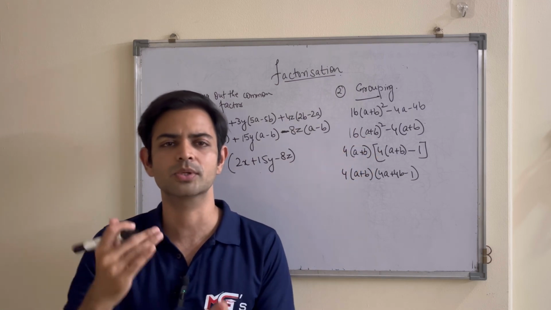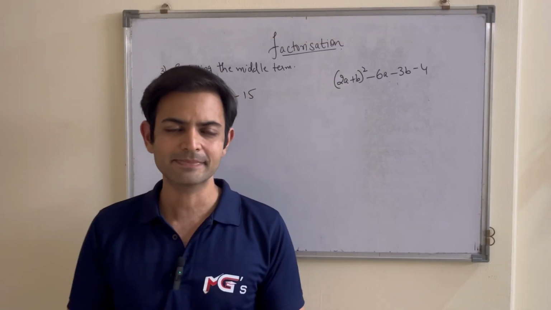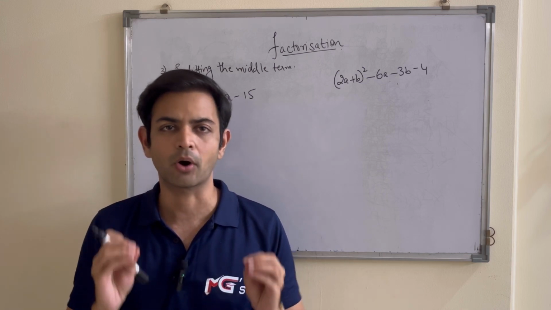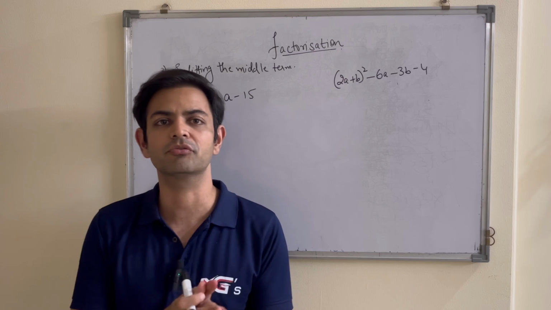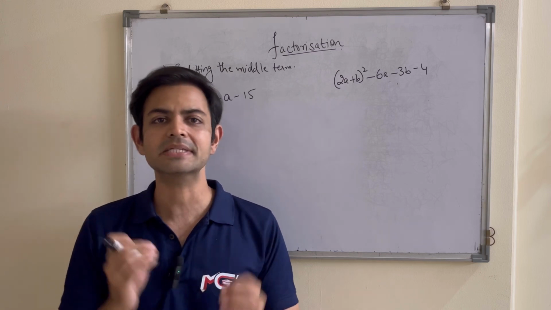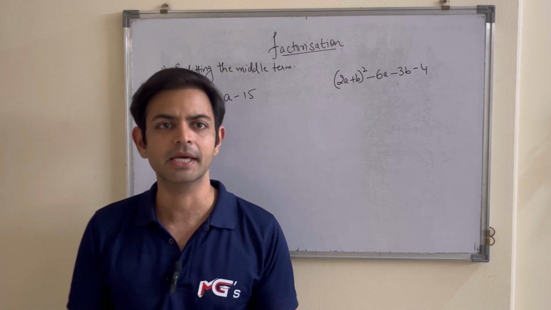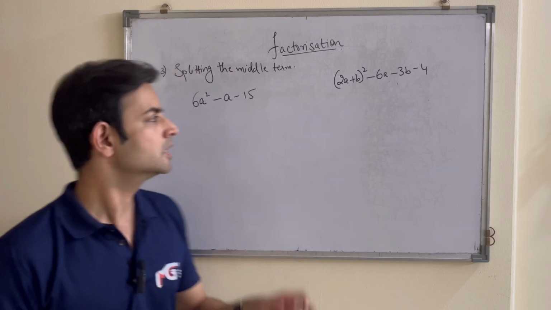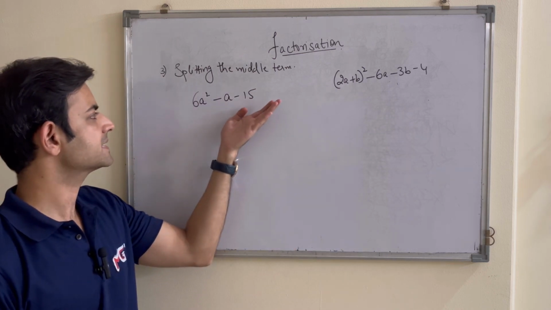There are more ways, which we will continue with further. The next method that we have is splitting the middle term. This is one of the most important methods, and you will be using it in your further classes also. So understand this one very clearly and properly. I have taken two examples to help you understand. The first is 6a squared minus a minus 15.